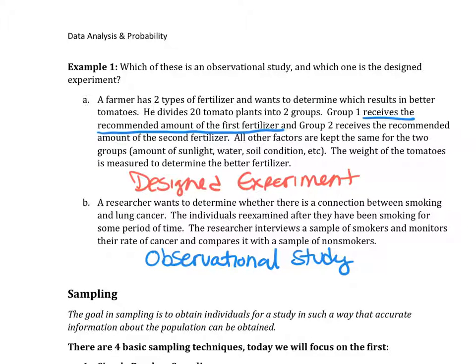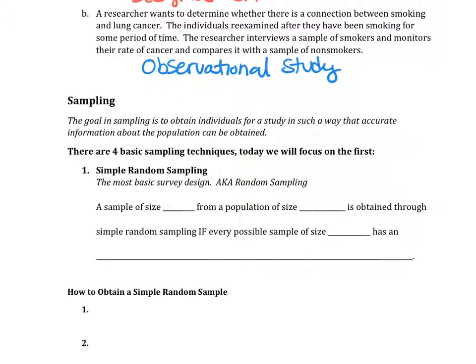Okay, so that's the important distinction. You have to know if the researcher themselves are doing anything to the sample, the people that they're looking at. Okay, we're going to get into some types of sampling. We're going to focus on simple random sampling today.